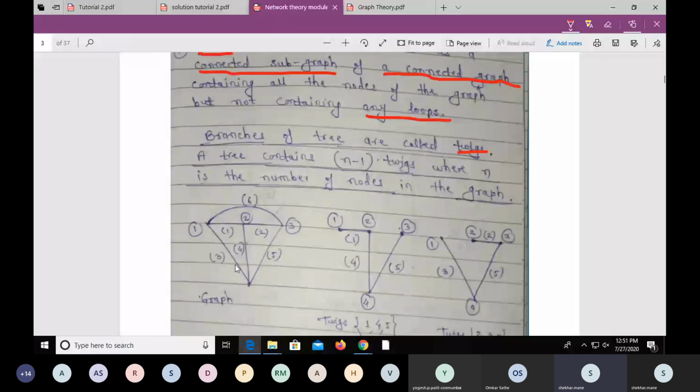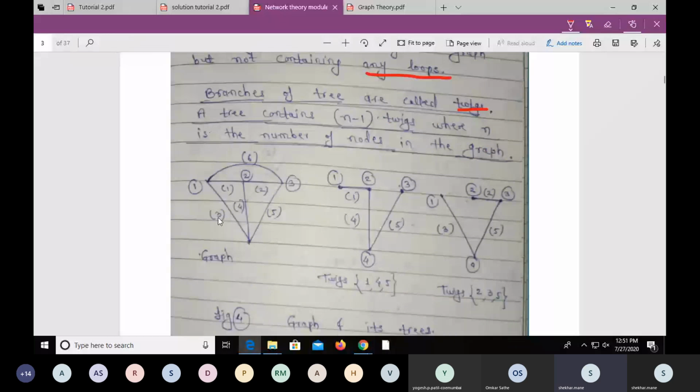Now you can see this is a given graph, and from that graph we have to draw different trees. This is one type of tree where all the nodes are connected, but there is no loop. In this way this is called a tree. 1, 2, 4, 3, all the nodes are connected to each other, but there is no loop.